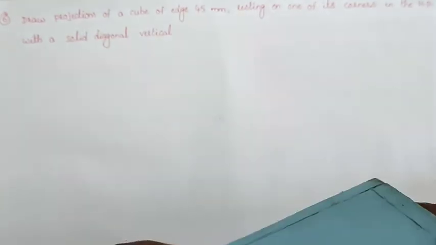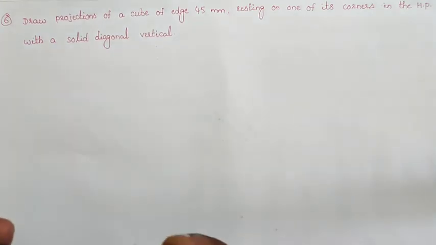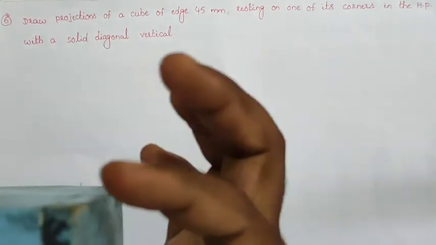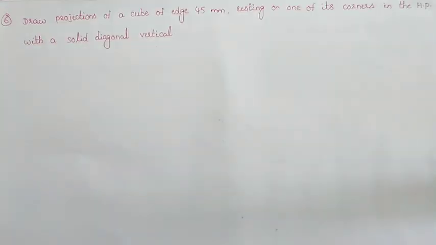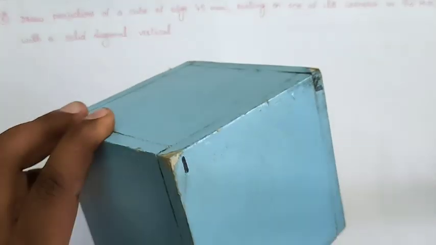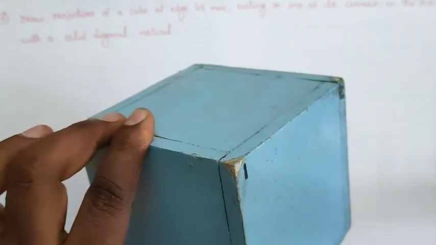Suppose this one is the cube. So the cube has edges, these are the edges of the cube. They are giving this dimension as 45 mm and this dimension is also 45 mm. Resting on one of its corners on the HP means on the ground.